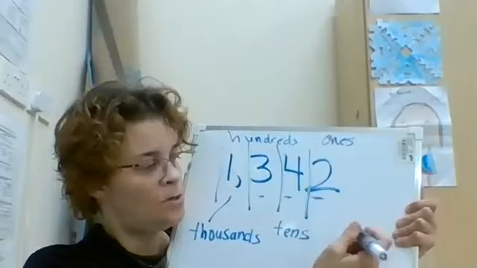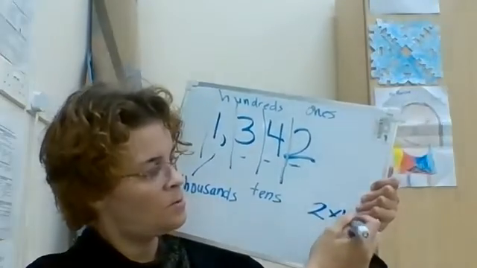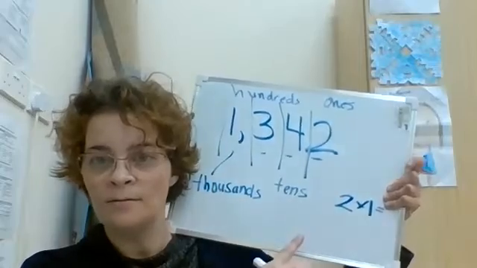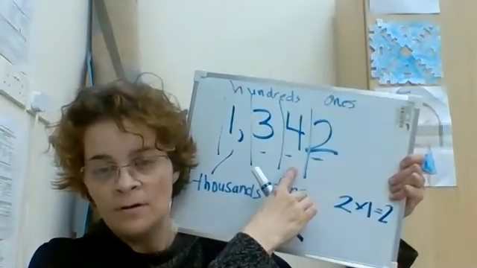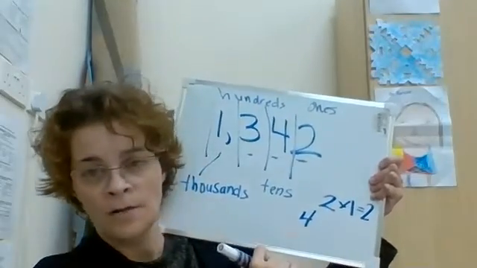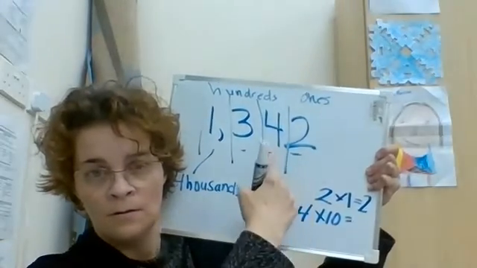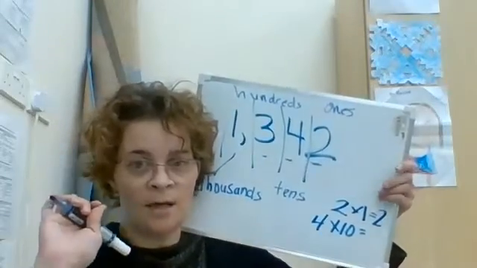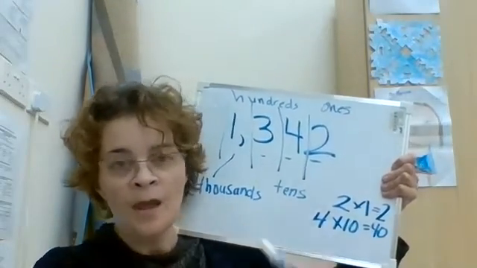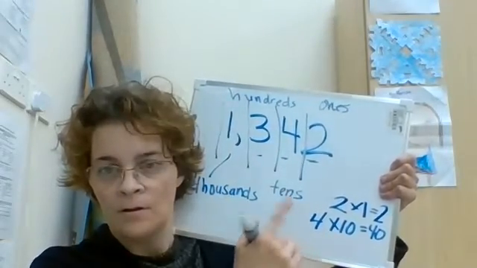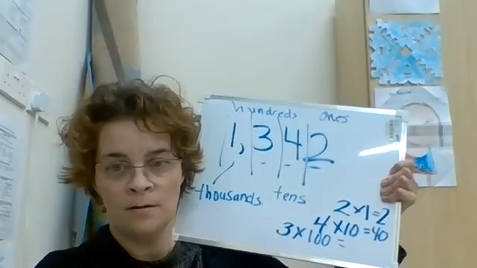Right, 2 ones. So we have 2 times how many ones? Times 1. 2 times 1 equals 2. Very good. How many tens do you have? 4, right? So we have 4 times how many tens? We said times 10. 4 times 10 equals 10, 20, 30, 40. Very good, 40. How many 100s do we have? 3. Very good. So 3 times 100 is 300.